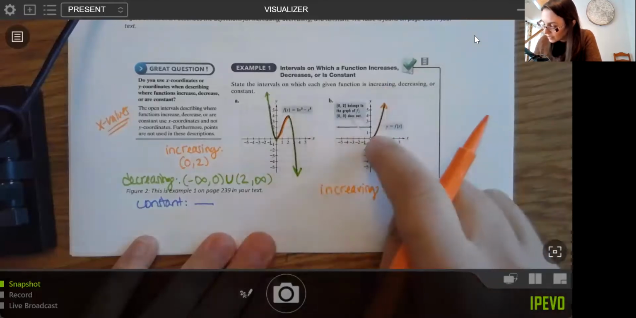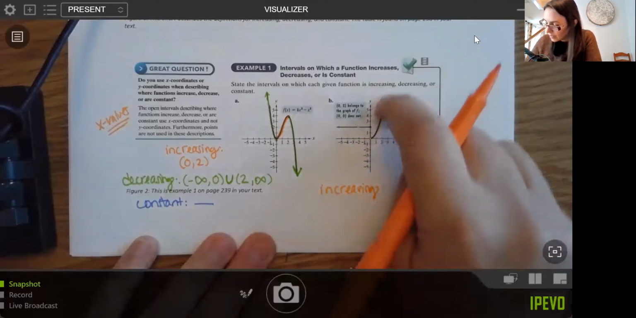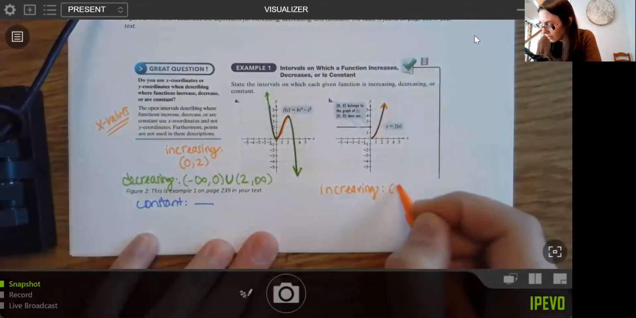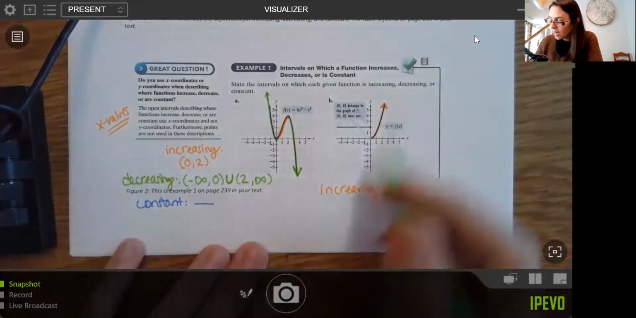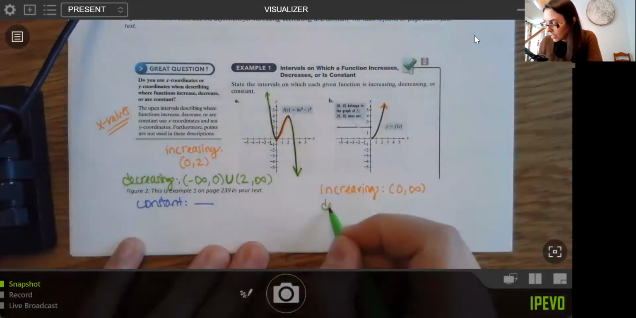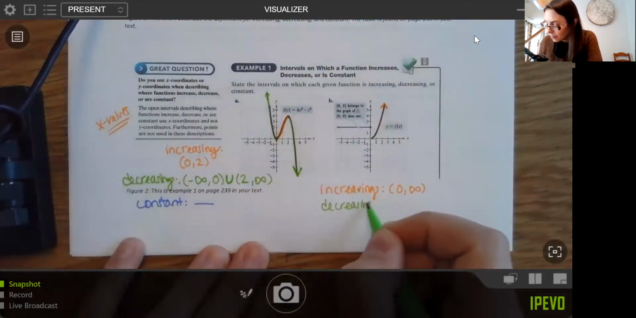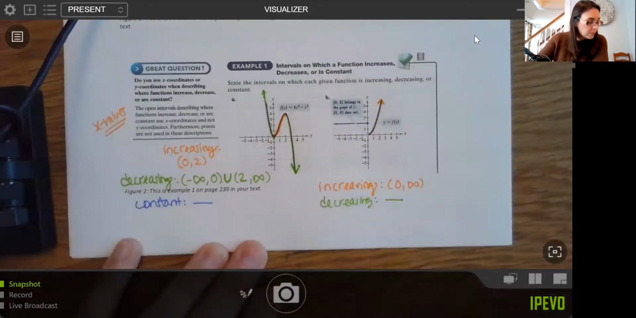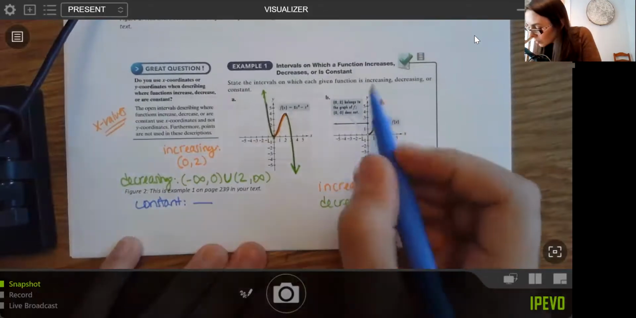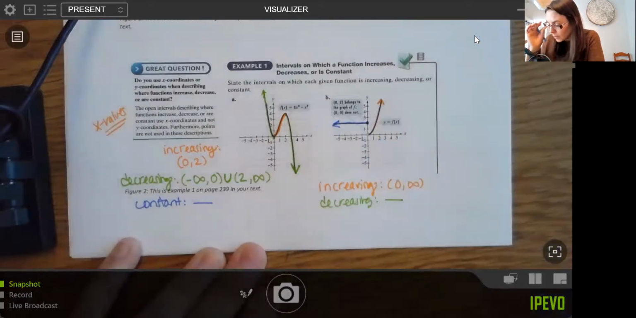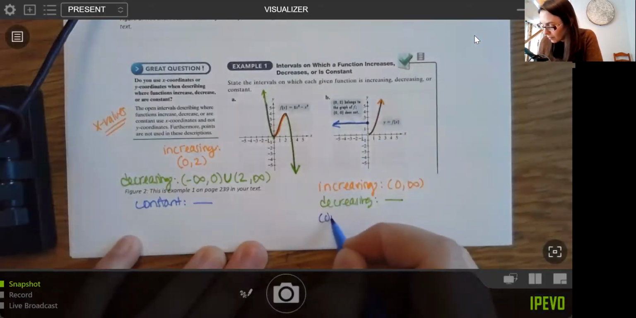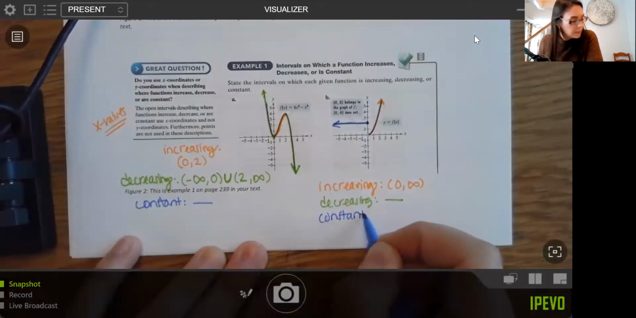So we start increasing at x equals 0, and it's going to keep increasing forever. So we're going from 0 to infinity there. Now, if I look, the graph is never decreasing. So decreasing is not relevant for this particular graph, but it is constant. So notice this whole section here is perfectly flat. So it is constant there.